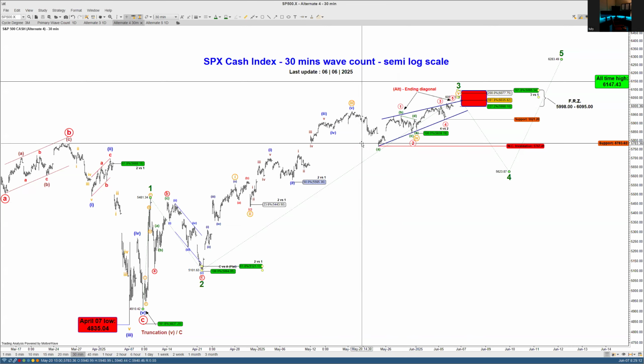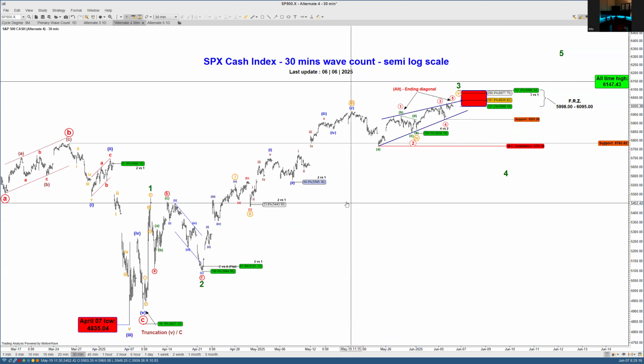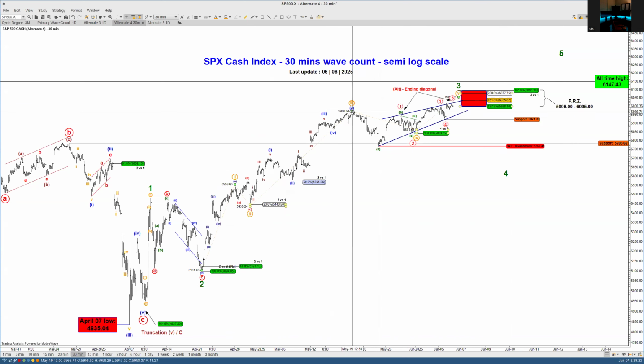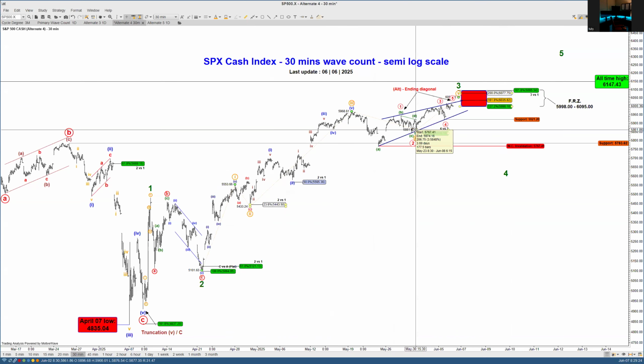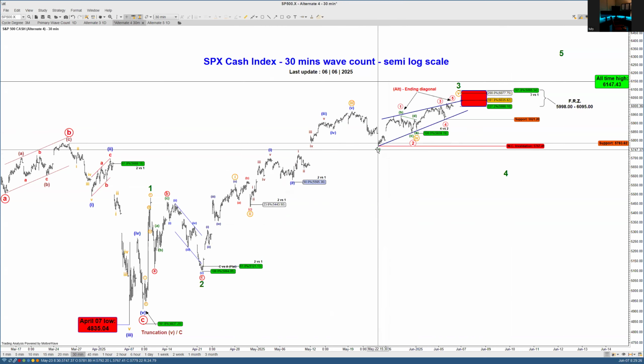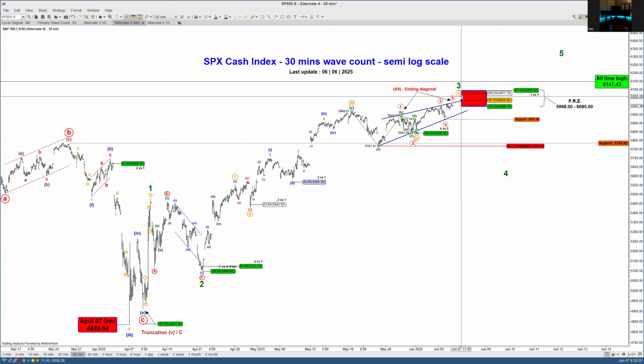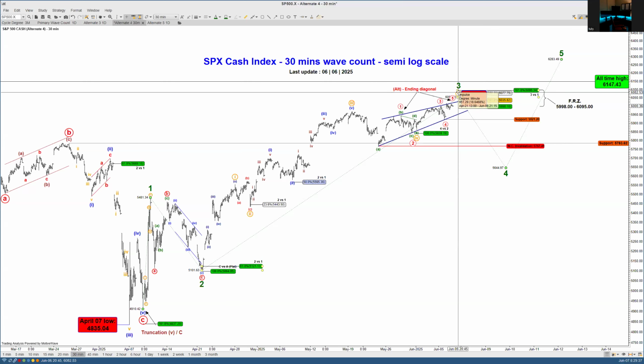Now, if we look at the S&P 500 cash index, it's the same thing here. What I did was the same: I did one, down in two, up in three, made a triangulation here in four, which you can label as an A, B, C, D, and E. And then from here, you can look for another five wave to complete this third.